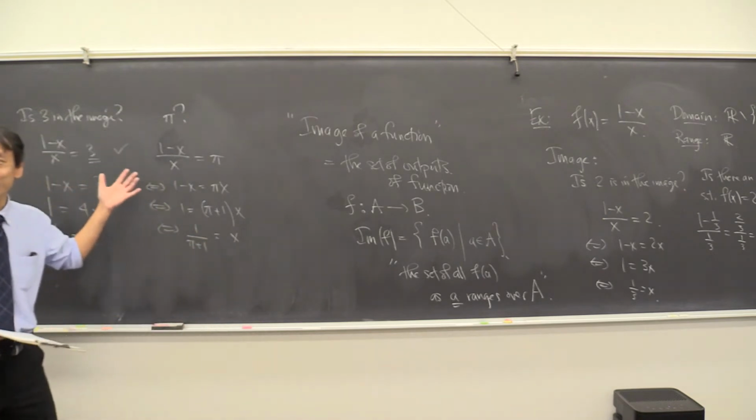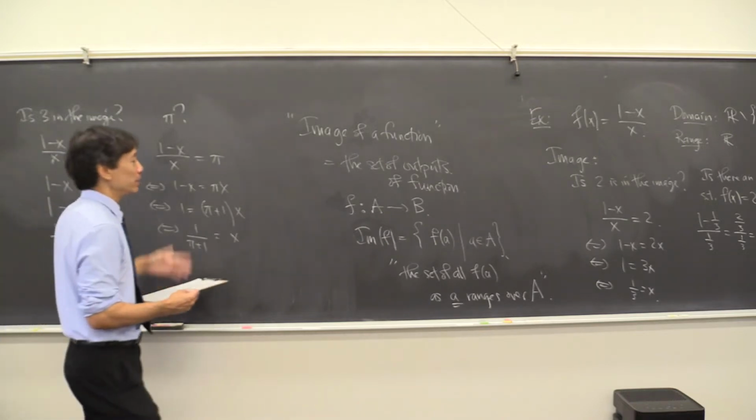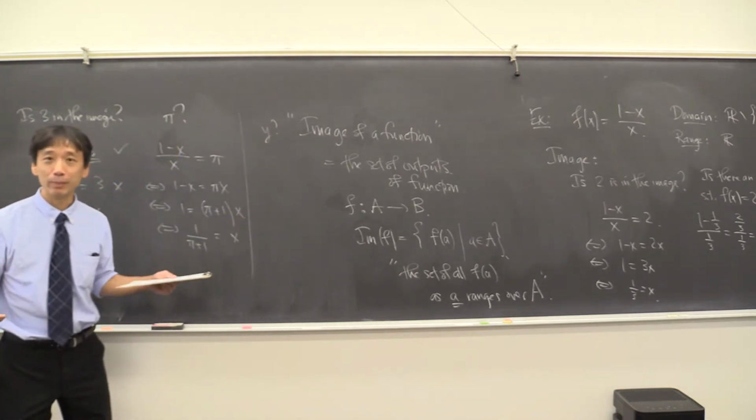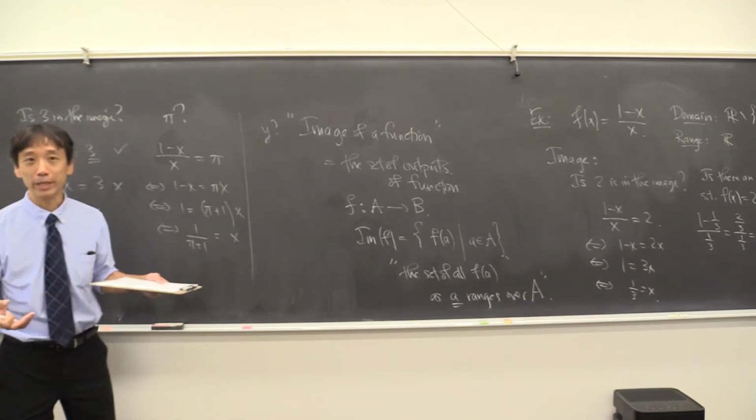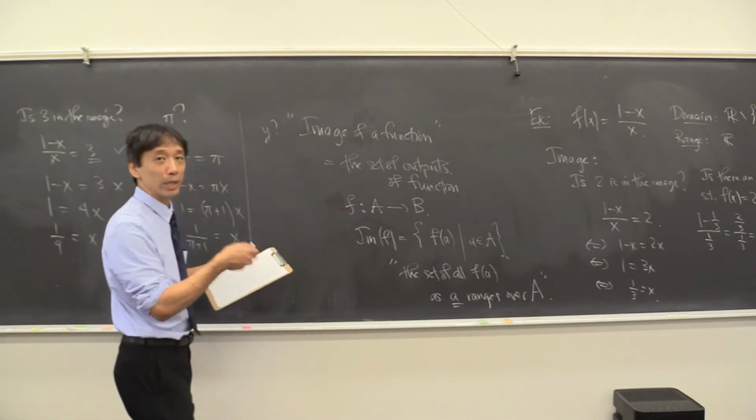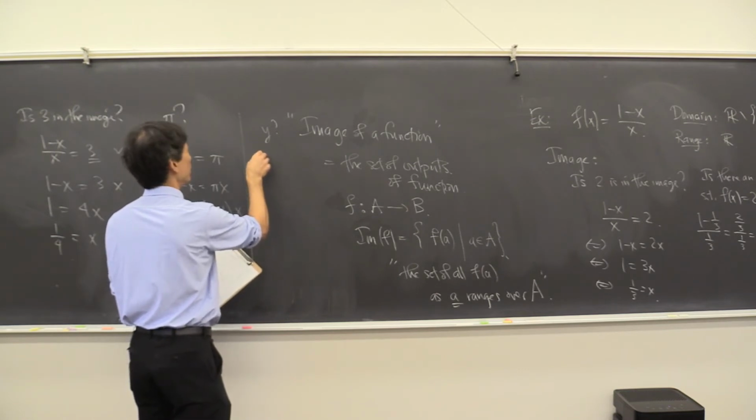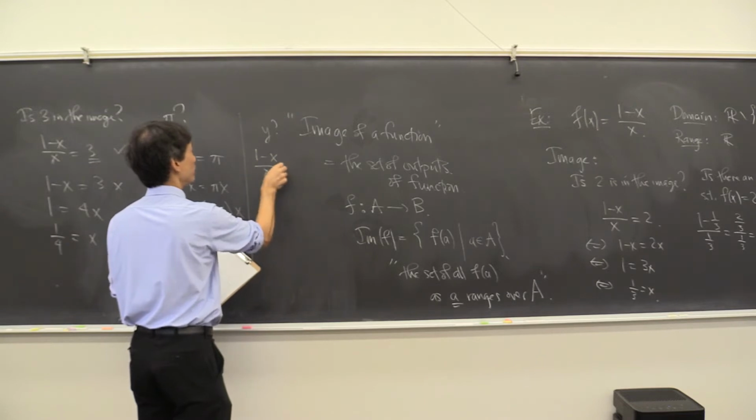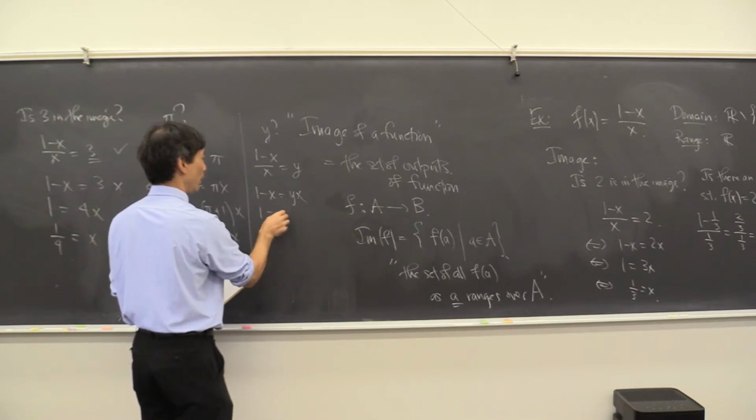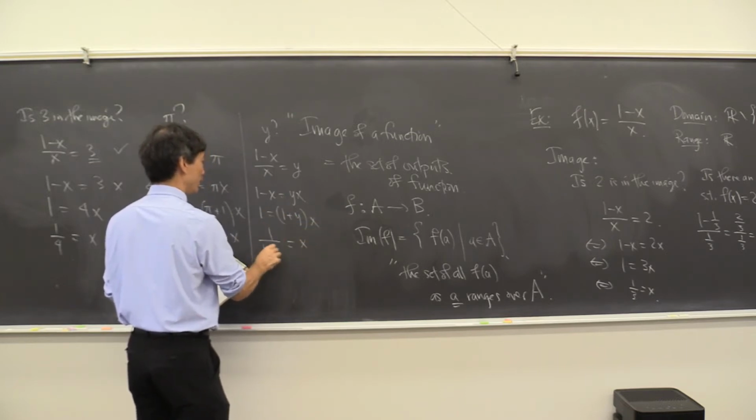We don't want to keep on doing this, because there's an infinite number of things that we'd have to try. So instead, we let y be any number. Is y in the image? You just do the same thing and see what constraints show up for y. 1 minus x over x would be y. That means 1 minus x is yx. That means 1 is equal to 1 plus y times x. So x will have to be 1 over 1 plus y.